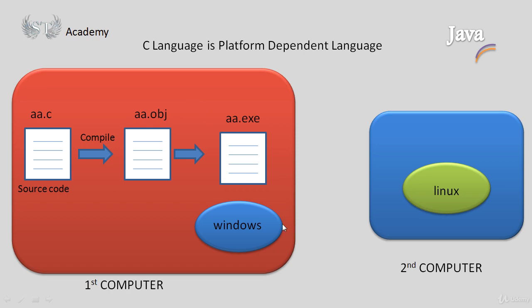This is the first computer, friends, and this is the second computer. In the first computer the operating system is Windows, in the second computer the operating system is Linux. Now suppose I want to develop a software in the first computer in C language. What is the architecture of C language? Let us understand that. I write the program and save it, so the extension of the file will be .c.